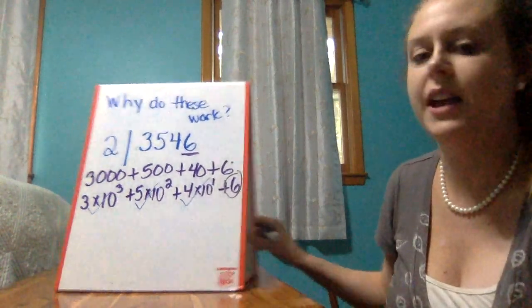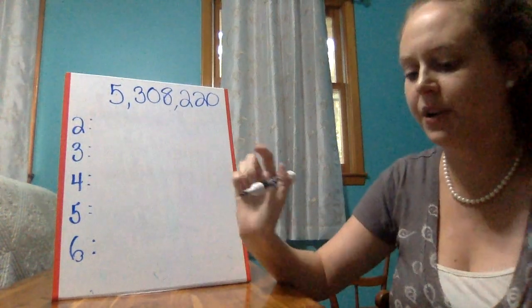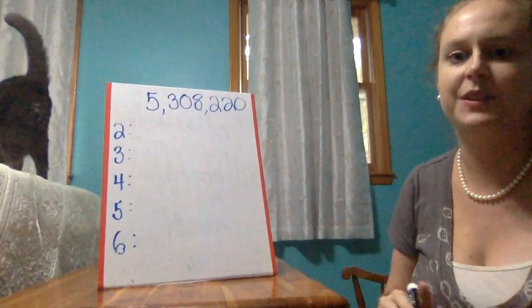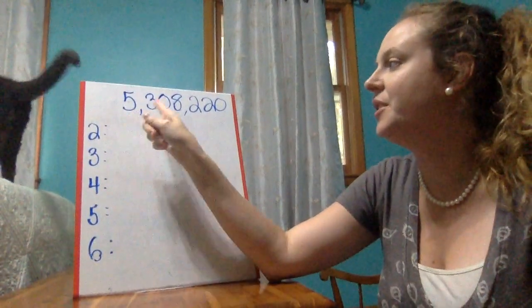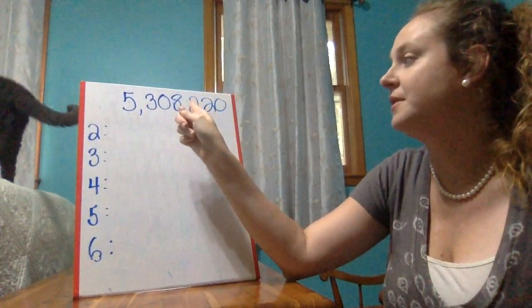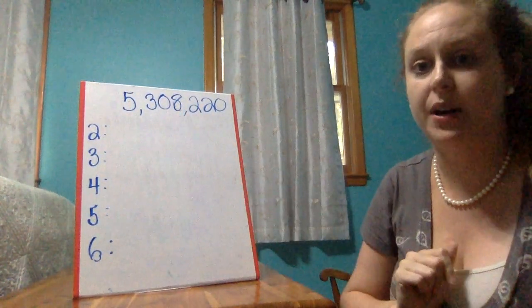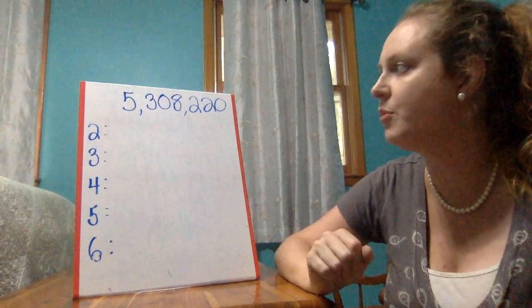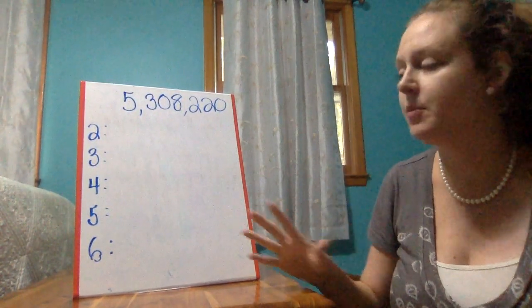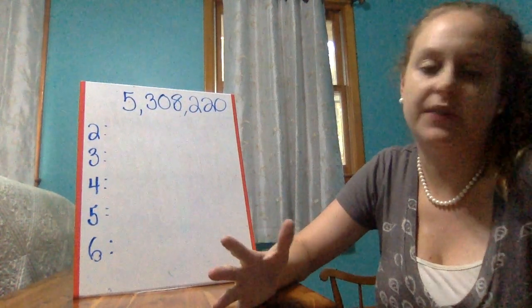So now let's look at an example. I've got a big number here, 5,308,220. This is one whole big number, not lots of individual numbers. Sometimes people mess that up on the homework. You're going to see a ginormous number there. The commas are just separating so you know the place value.